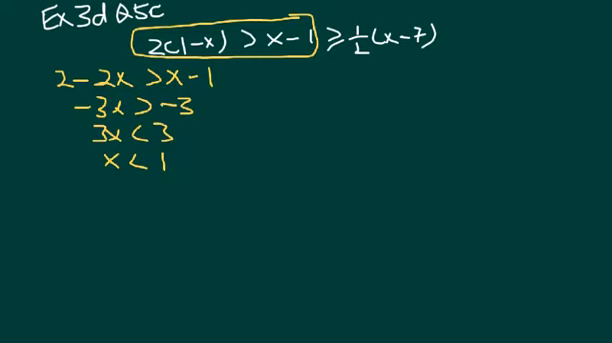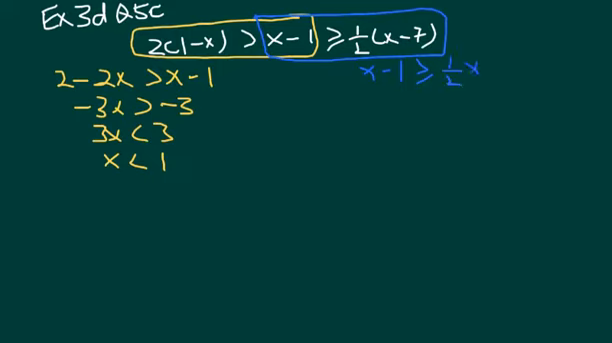Now we look at the right hand side. We look at this part. When we look at this part, we write it down. x minus 1 greater than or equal to. Notice that the sign here and here are different. Okay, and we start to expand.